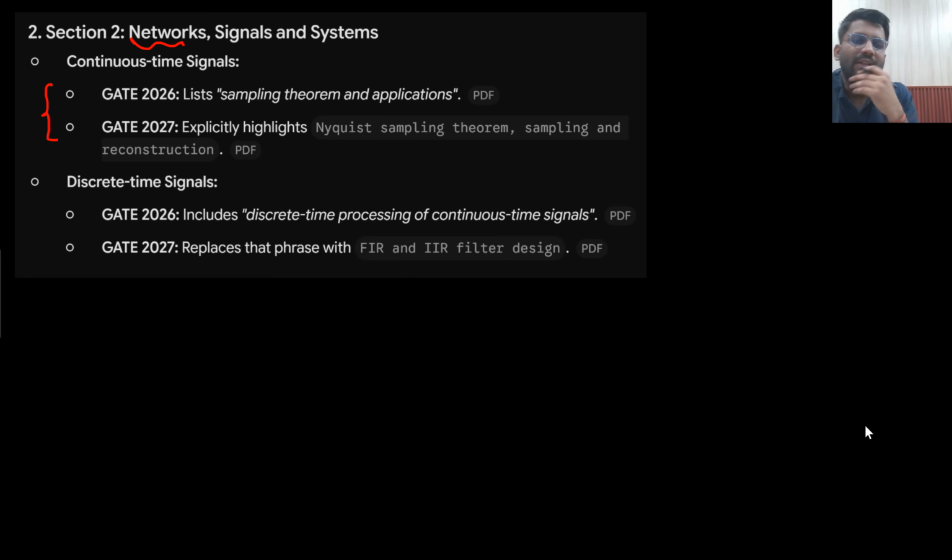Now in the discrete time signal, there is something new, which is FIR and IIR filter design. Okay, that's a new topic that they have added. Filter design. If you watch my last year's video, I was always saying that within some years, you would see that signal system will completely move from continuous signal to discrete signals.